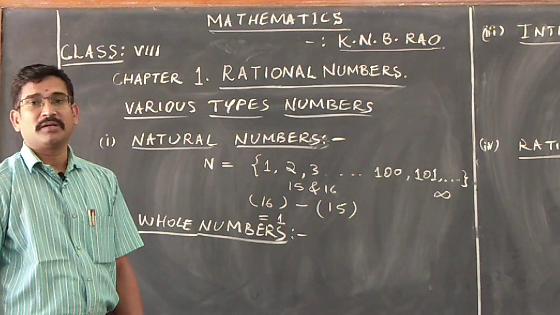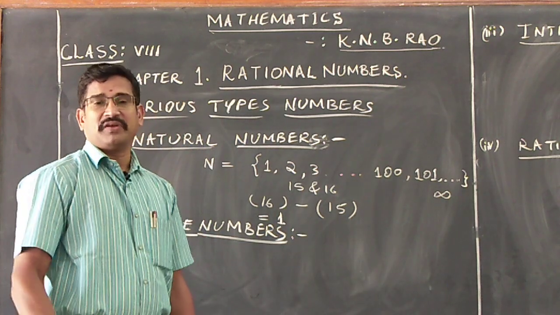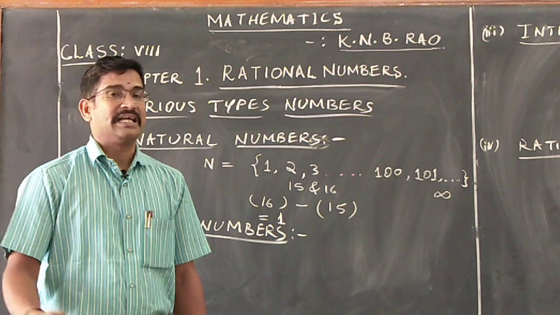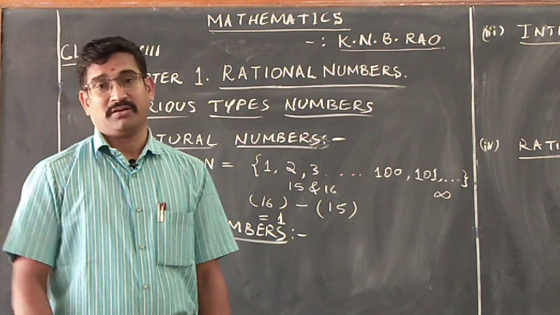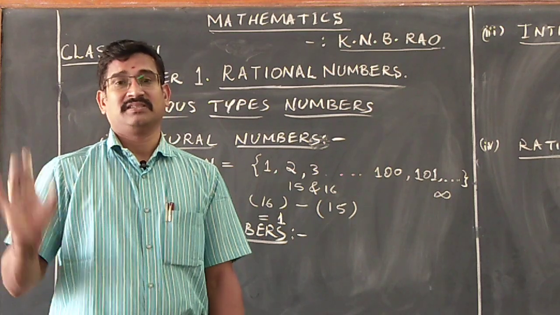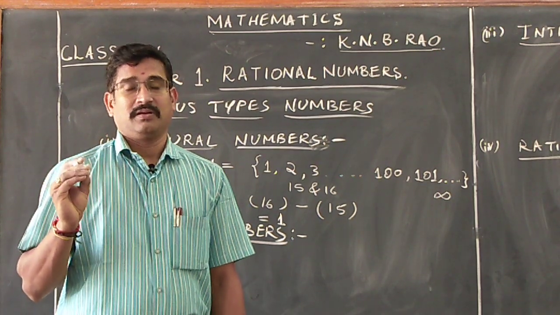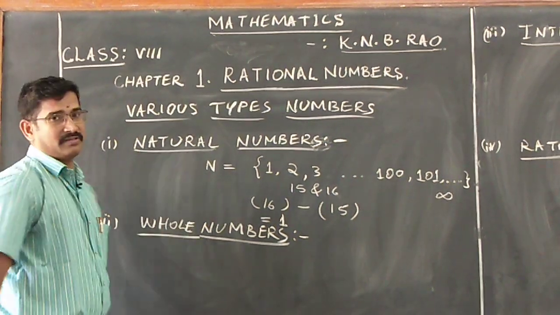This is one important property of natural numbers. The difference between any two continuous natural numbers is always 1, which indirectly tells all the natural numbers are complete numbers, not part, not as a fraction. Next to that we have got whole numbers.